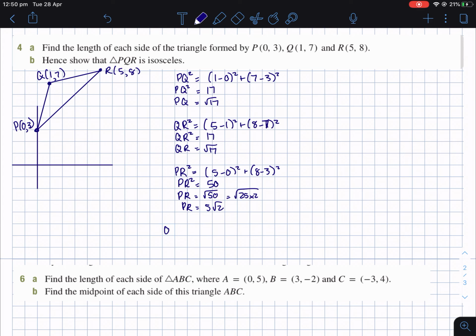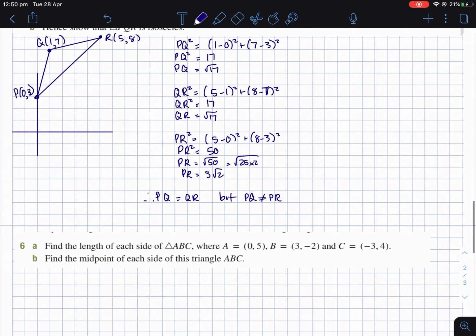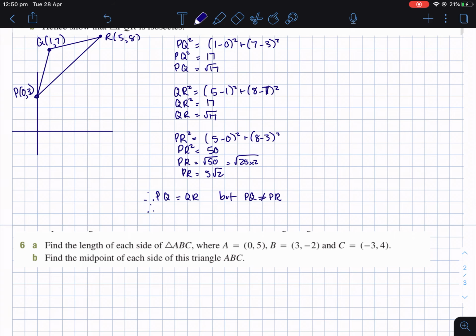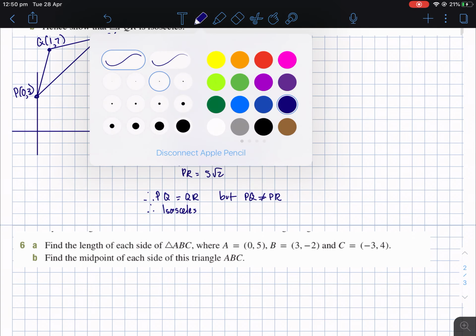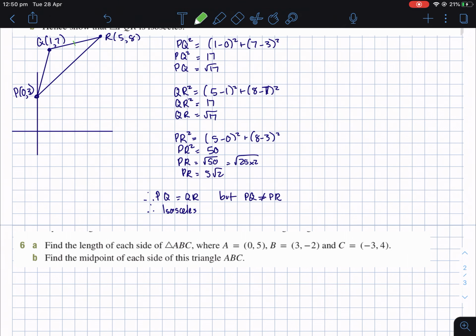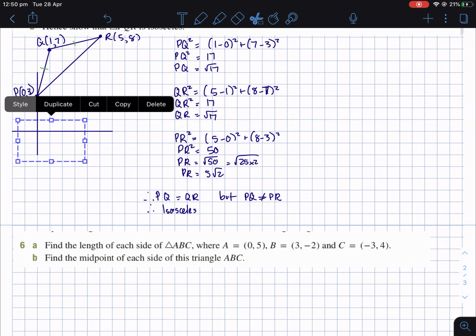So PQ equals QR, but PQ does not equal PR. So we know it's not equilateral, they're not all the same, we just know 2 of them are the same, therefore isosceles. So that gives us the right to put dash and dash. Boom. Let me change this to red.